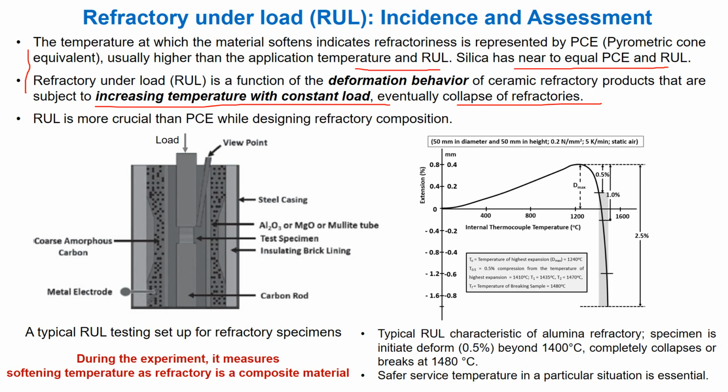A typical RUL testing setup for refractory specimen is given. This one is the load, this is the specimen, and from here a viewpoint pyrometer. Typical RUL characteristics of alumina refractory specimen: it initiates deformation at 0.5%, and beyond 1400 degree centigrade it completely collapses or breaks at 1480.